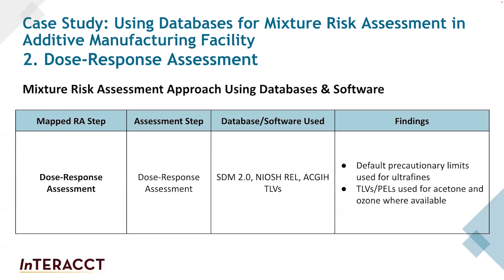These results highlight that all three hazards require careful consideration in the mixture risk assessment. In the second step of the mixture risk assessment, we focus on the dose-response relationship. For this case, we use STM 2.0, NIOSH REL data, and ACGIH TLVs to identify appropriate health-based limits. Since no established OELs exist for ultrafine polymer particles, default precautionary limits were applied. For acetone and ozone, established TLVs and PELs were used where available. This step ensures that each substance in the mixture has a defined benchmark to compare against measured or estimated exposures.